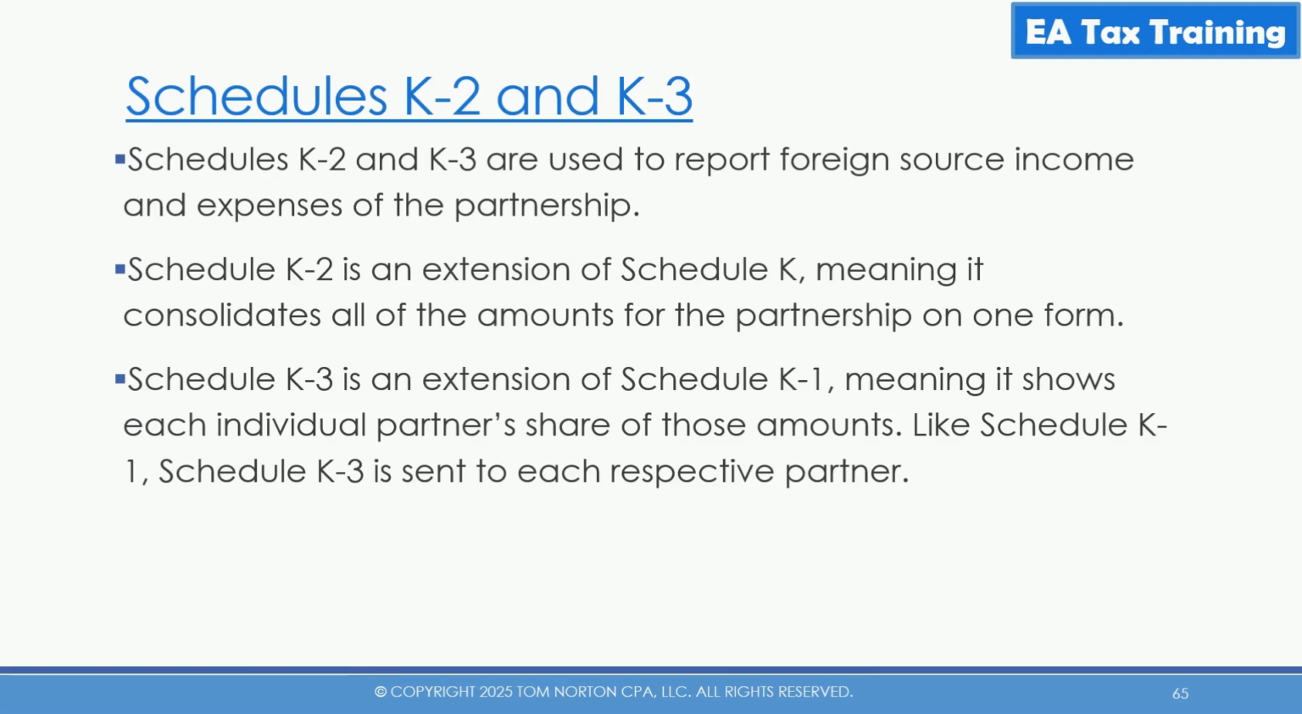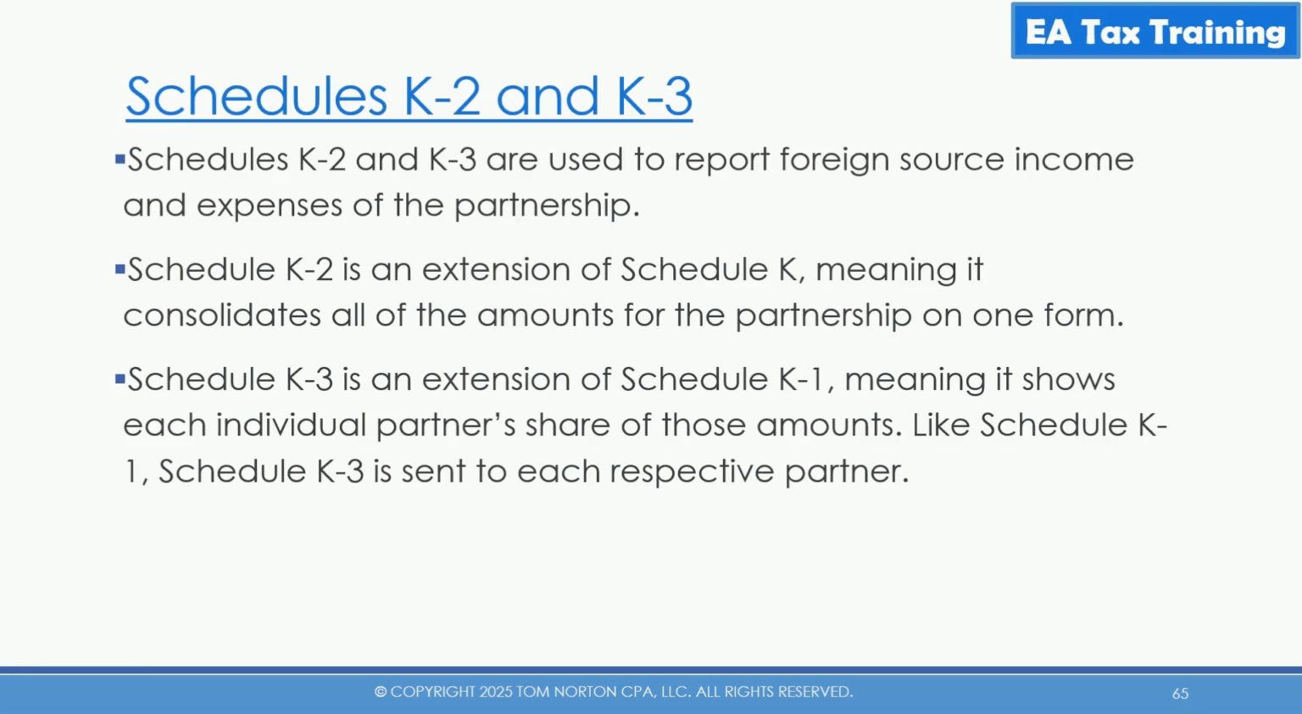Schedules K2 and K3. These schedules are used to report foreign source income and expenses of the partnership. Schedule K2 is an extension of Schedule K, meaning it consolidates all of the amounts for the partnership on one form. So Schedule K includes all of the income and expense items. It also includes all of the foreign income and expense items, but they are buried in the numbers on Schedule K. So what Schedule K2 does is it breaks out separately just the foreign income and expense amounts.